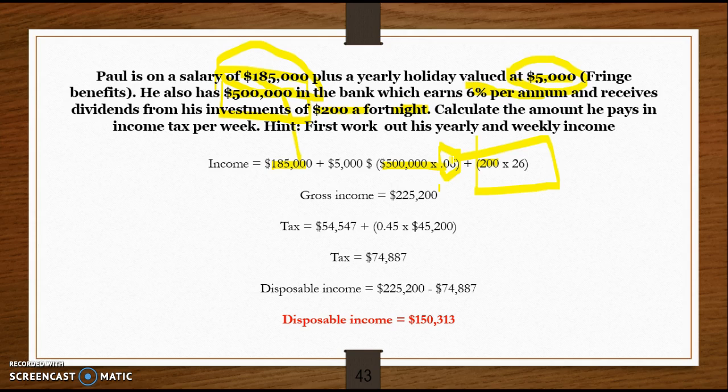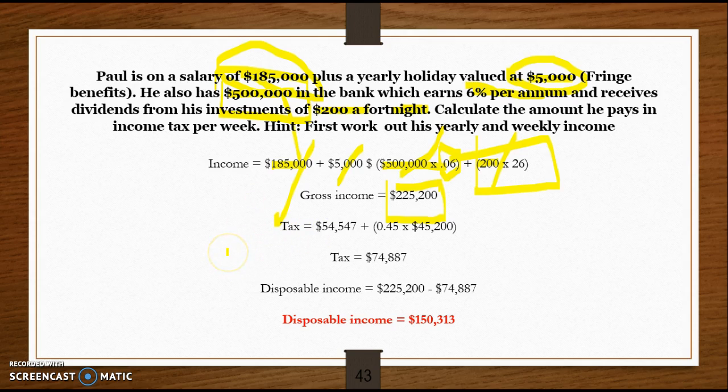So you need to add up each of these four components, and he ends up with a gross income of $225,200. So this figure plus his interest plus this. Don't add the $500,000. It's just the interest that he receives that he gets as part of his income.